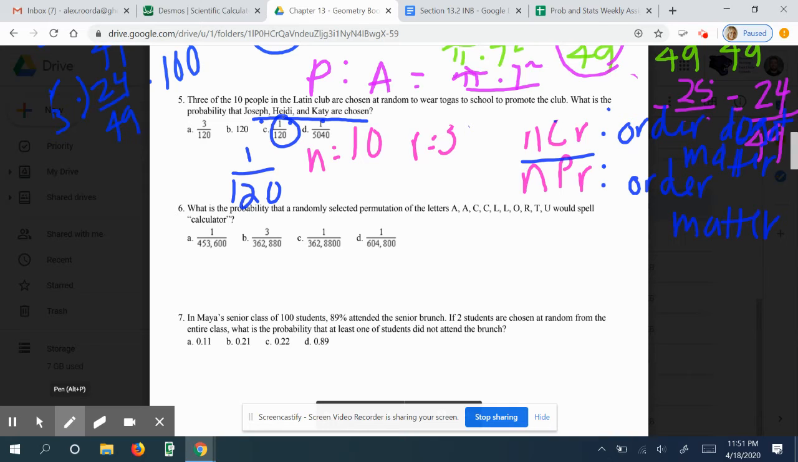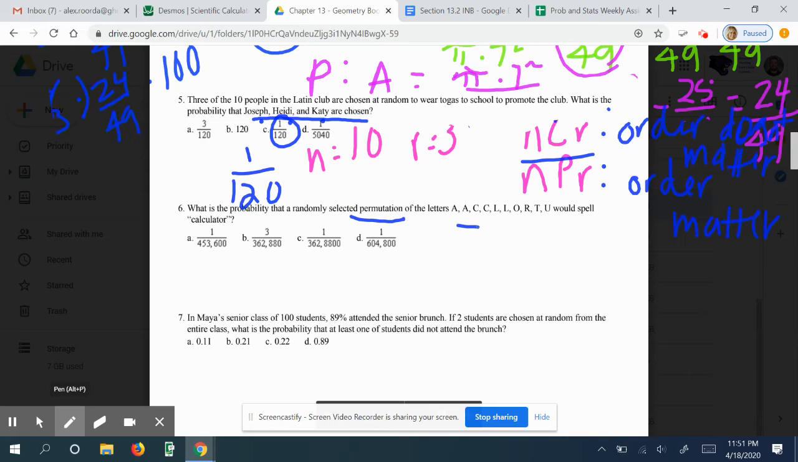Okay. Now, number 6. What is the probability that a randomly selected permutation of letters, so remember, order matters, permutation of letters AACCLLORTU would spell out calculator.